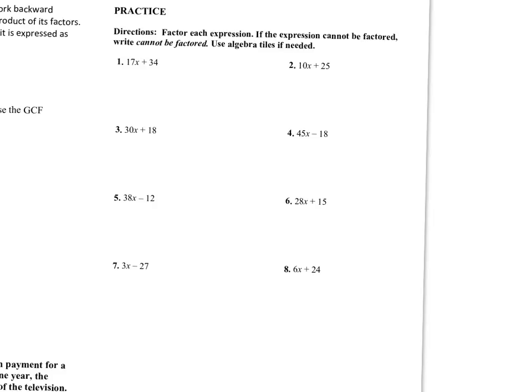Now go ahead and take a few minutes to practice the factoring of each expression. If the expression cannot be factored, write cannot be factored. So if there is no number that both values have a GCF in common, then you cannot factor it. Use algebra tiles if you need them, but it is not necessary. Just make sure you look at the greatest common factor. And again, if you cannot, then you just write cannot be factored.